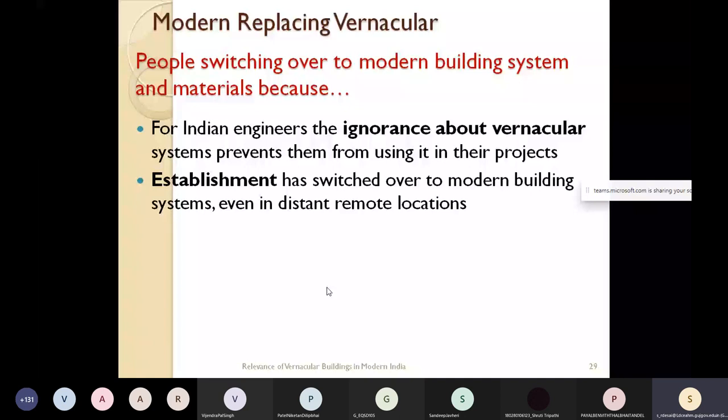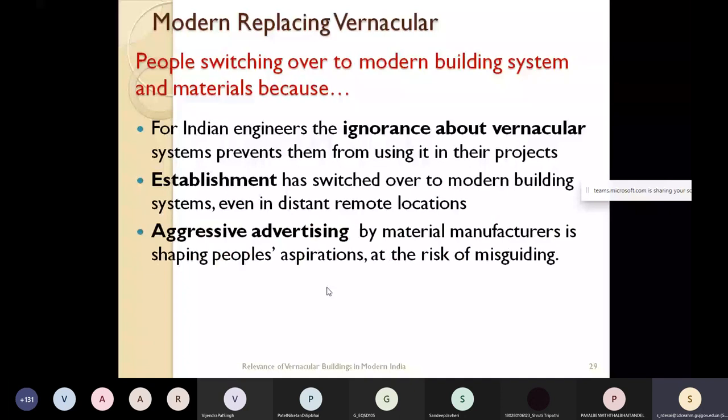This is modern. Aggressive advertising by material manufacturers is shaping people's aspirations, obviously. You see Amitabh Bachchan selling cement or steel, and people see these houses on TV and hoardings, and obviously people will aspire for them. Especially when the traditional houses are called jhopri. The problem is that when a cement company is advertising cement, it doesn't caution people about the problems in using cement, the fundamental rules of cement. So all this is at the risk of misguiding them.